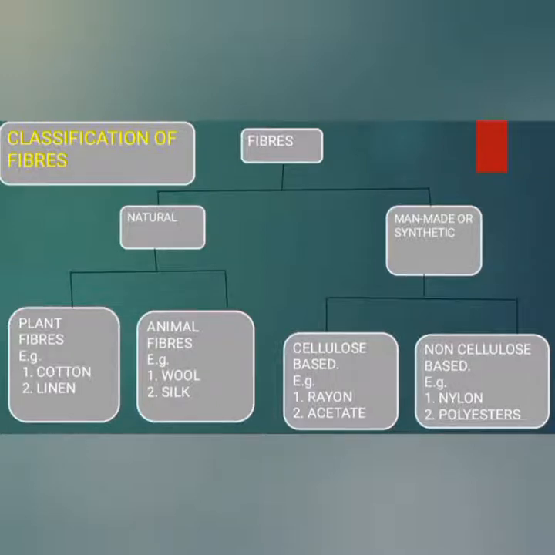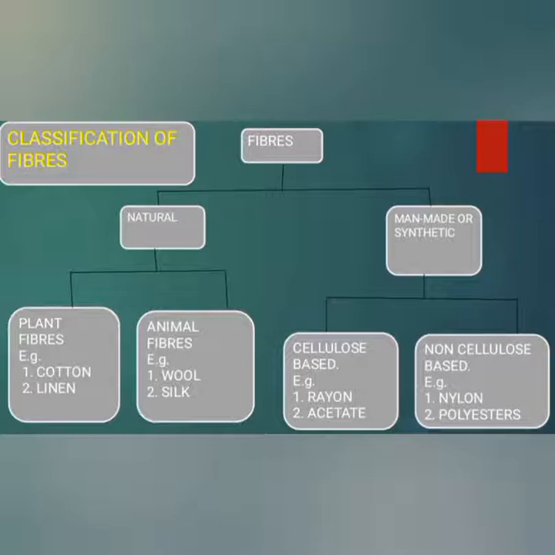Fibers are classified into two groups. We have the natural fibers and the man-made or artificial or synthetic fibers. The natural fibers are grouped into two. We have the plant fibers and the animal fibers. Under the plant fibers, we have two examples: the cotton and the linen fibers, while under the animal fibers, we have the wool and the silk fibers.